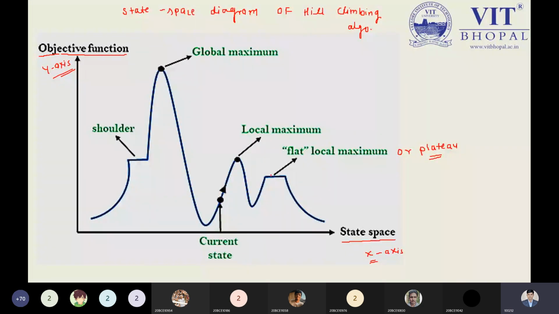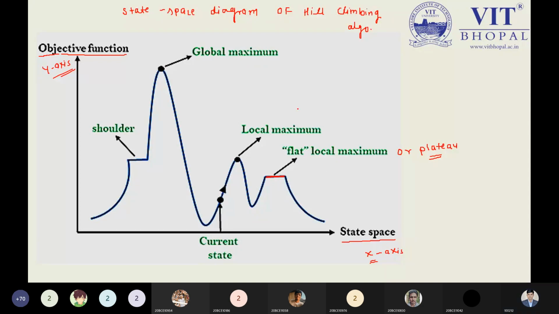Just look at this point. This would be the plateau, because the name given is the flat local maximum. Okay, so I was talking about the first, the local maximum. Local maximum means it is a state which is better than its neighboring states. However, there exists a state which is better than it, that is the global maximum. This state is better because here the value of the objective function is higher than its neighbors. Am I right or not?